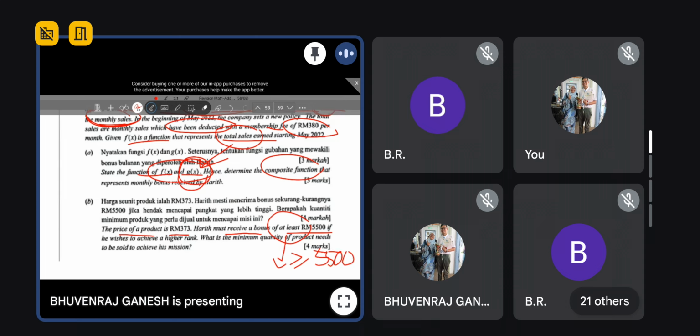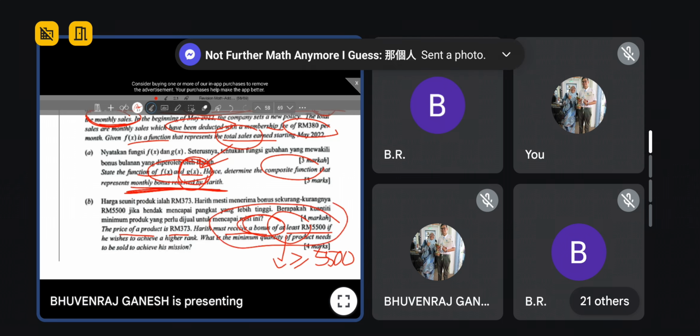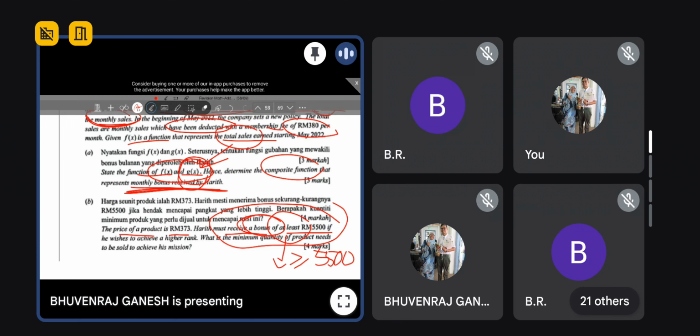Okay, something like this. So guys, bonus. Yang ni mewakili apa? Fungsi fx ke, gx atau gfx? Are you sure, guys, gx? Yes, you must use gfx. Guys, you read the previous question. Determine the composite function that represents the monthly bonus received by Harit. So actually, they are continuing the thing here. So that means GFX adalah lebih besar atau sama dengan 5,500.